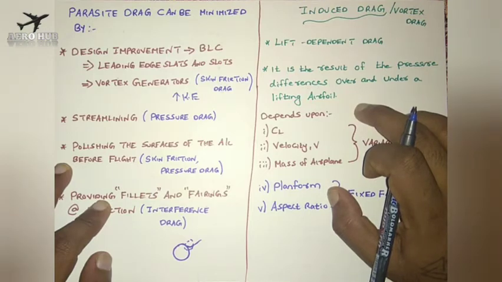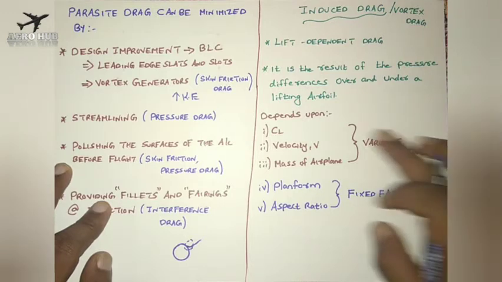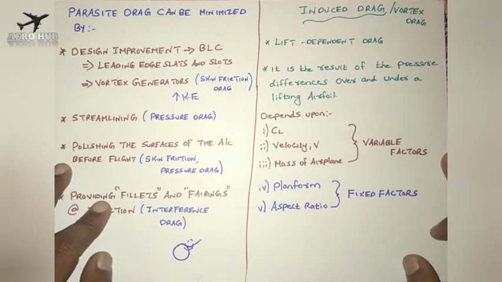This type of drag mainly depends upon two kinds of factors. One kind is variable factors, the second is fixed factors. CL, that is the coefficient of lift, velocity, and mass of the airplane are the three variable factors. CL is how effective an airfoil can be at generating lift. That is called the coefficient of lift. Velocity you are aware of, and the mass of the airplane will decrease during flight because of the consumption of fuel.